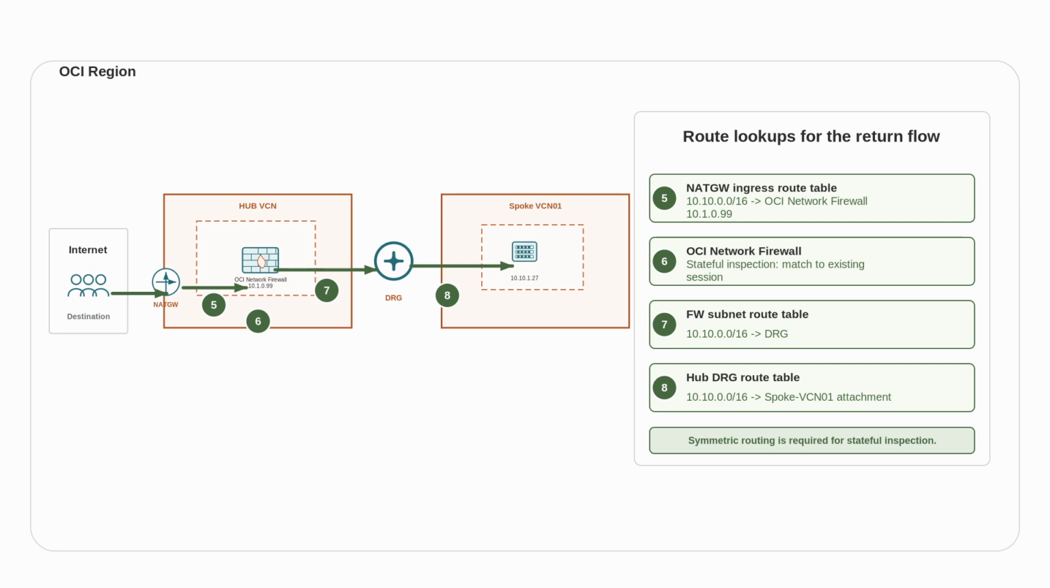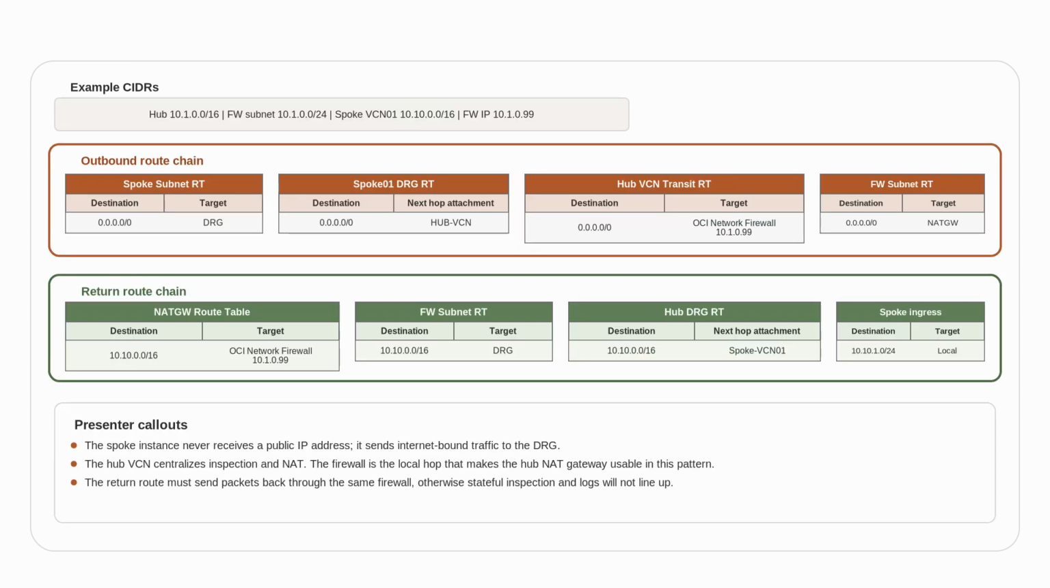In step 6, OCI network firewall will do a stateful inspection matching the existing session. Step 7 sends the inspected response from the firewall subnet to the DRG. Finally, the traffic is sent back through the spoke VCN01 attachment to the original source at step 8. The path works because every handoff is defined by a route table.